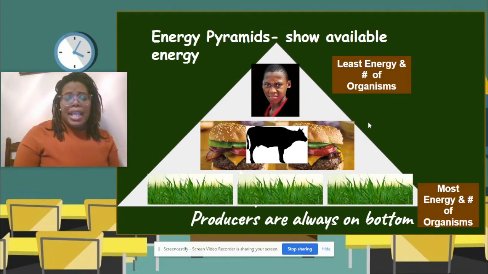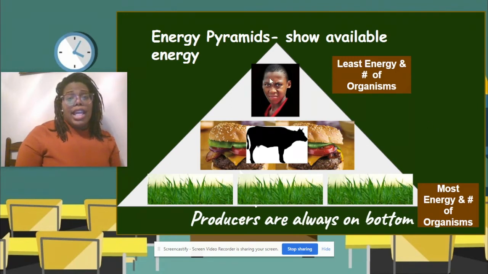So at the top, you should see the least amount of energy available and the lowest number of organisms. Each level in this energy pyramid is going to be using its energy to stay alive. So the grass will use 90% of its energy, sending 10% to the cow. The cow will use 90% of the energy from its food, sending only 10% to the human. So less and less energy is available as you go from the bottom to the top of the energy pyramid.